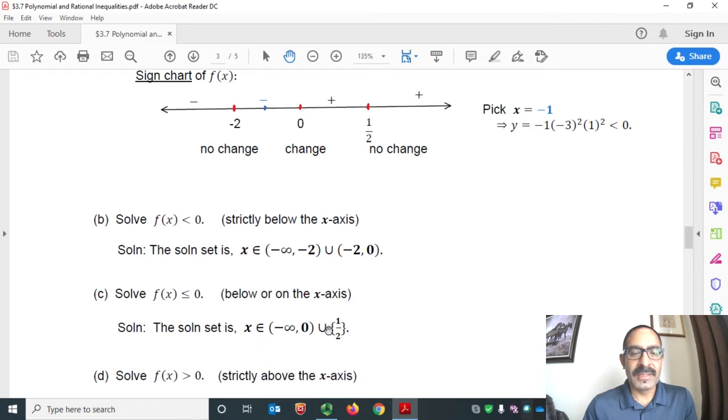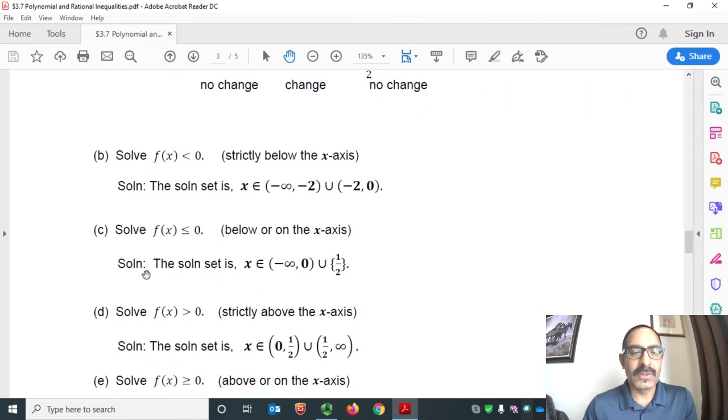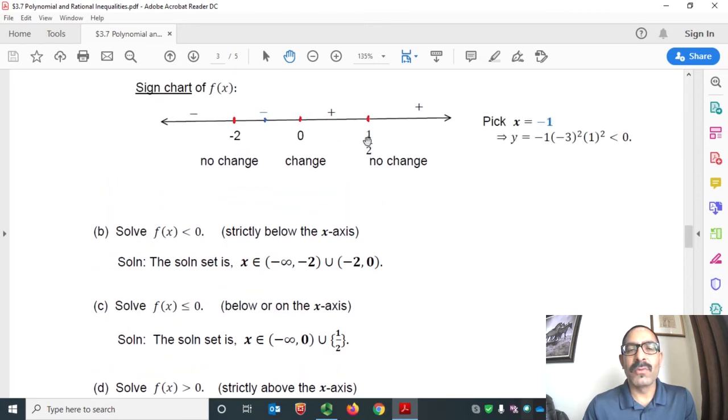So the solution set, let me scroll down. So the solution set is x belongs to negative infinity to 0, including 0. So that's a typo here. It should be a bracket, including 0, and union the singleton set 1/2. So negative infinity to 0, including 0, and union just a singleton set, 1/2. I hope this makes sense to you all. Let's move on.